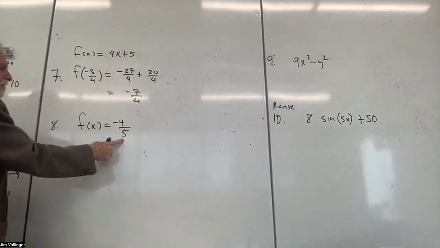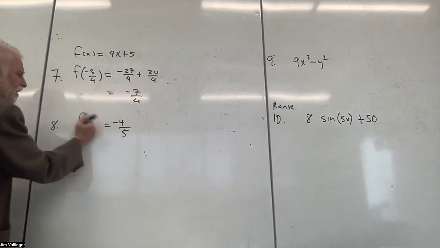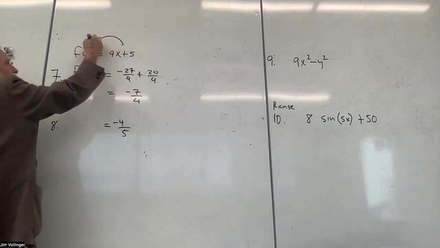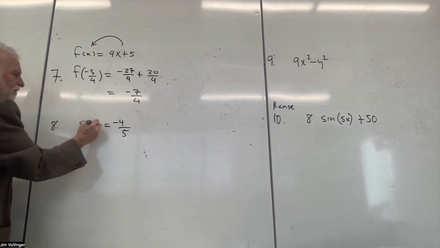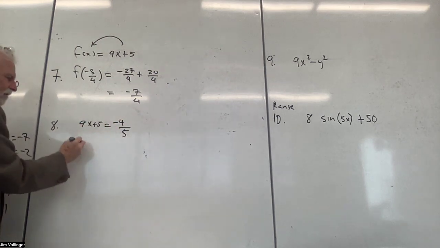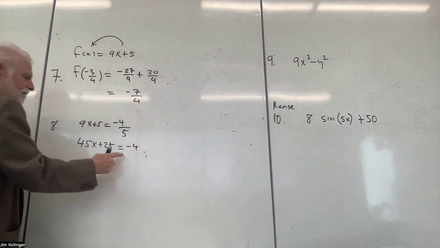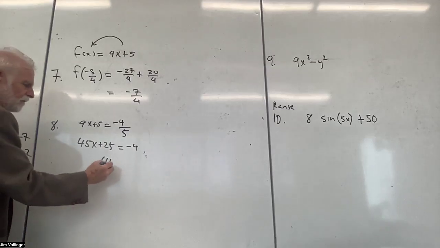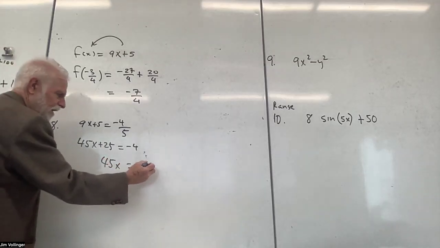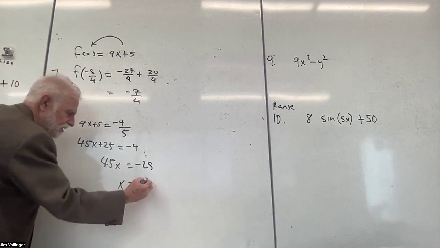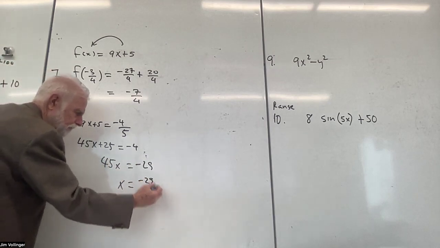When does f of x equal minus 4/5? One of our major concepts in algebra. Substitute a new name for f of x, which is 9x plus 5. Multiply everything by 5. 45x plus 25 equals negative 4. Last time I made a sign error. So 45x equals minus 29. I'm trying to be a little more careful. So therefore, x is minus 29 over 45.